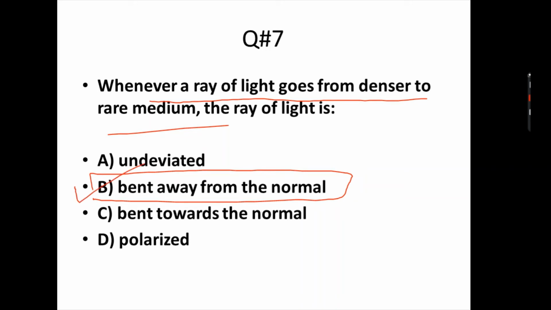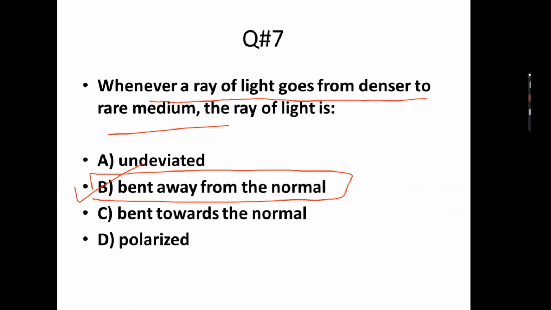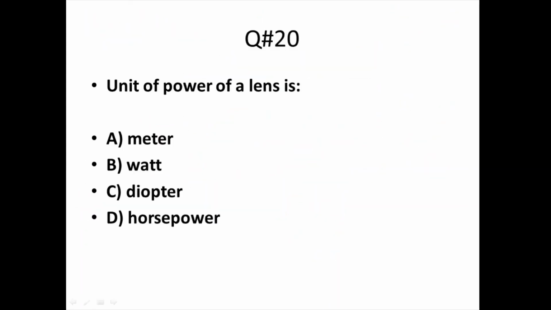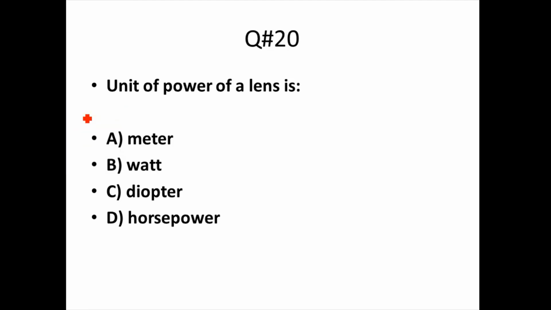Right option is B. If the question is asked, whenever light moves from rare medium to the denser medium, the answer will be the light bends towards the normal. Got it? But in that case, the option is away from the normal, because light moves from denser to rare medium. The last question of the video is, unit of power of lens is meter, watt, diopter or horsepower.